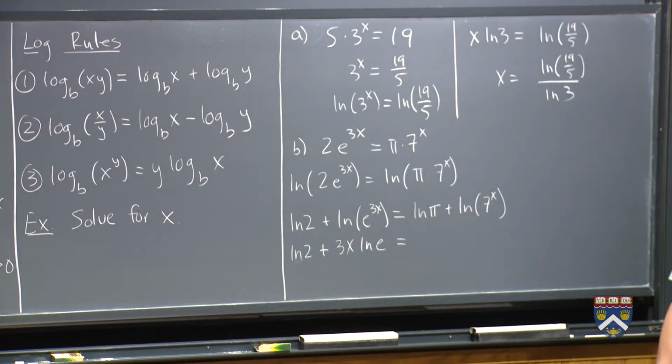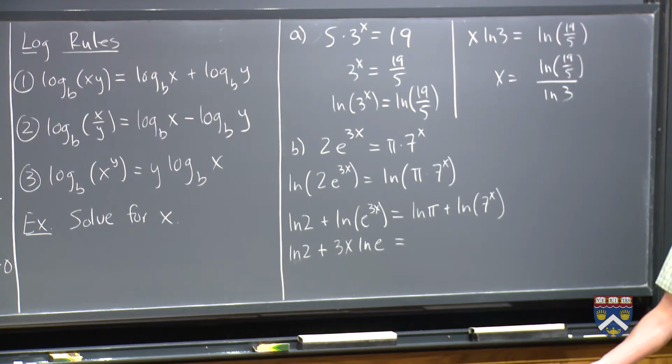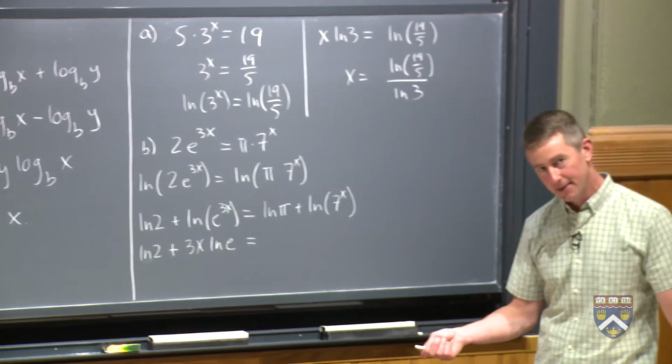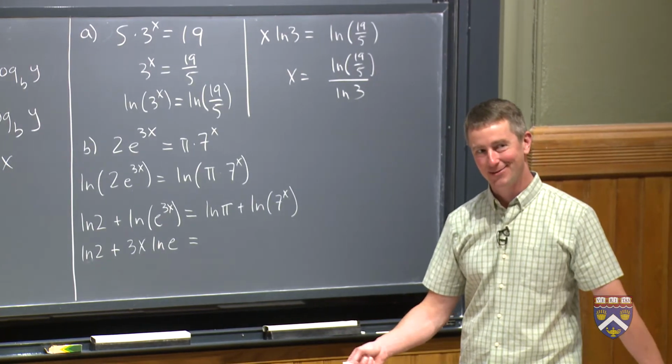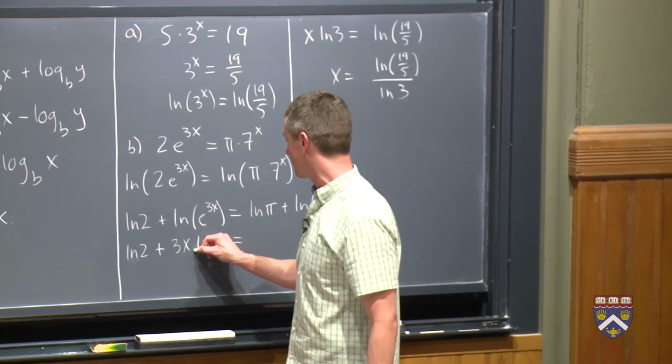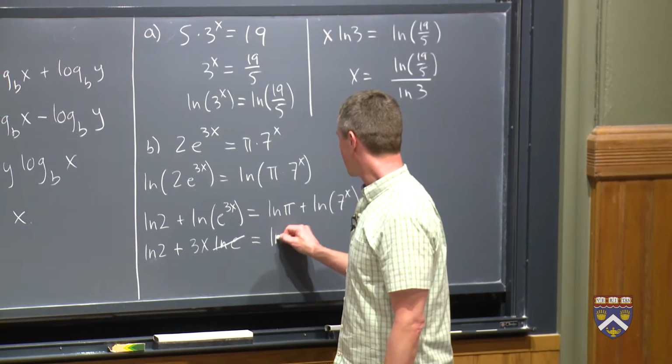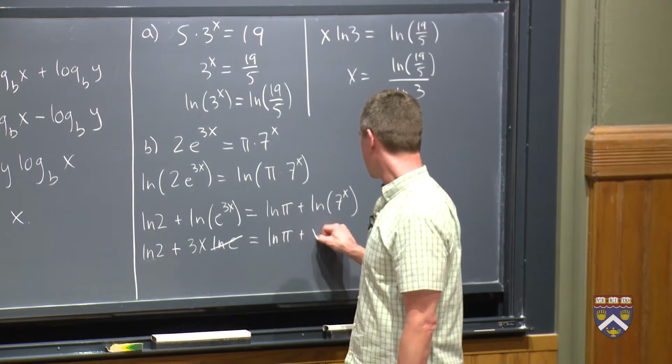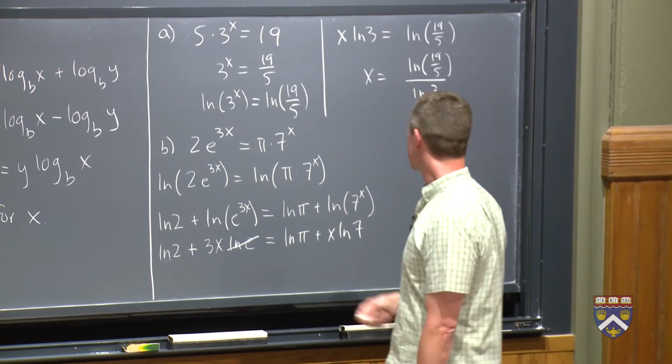And you can leave ln of e in there if you want, but ln of e is saying find the exponent to which I raise e to get e. So what exponent do you raise e to get e? That's just 1. So this is just the number 1. And here we have ln of pi plus x ln of 7.